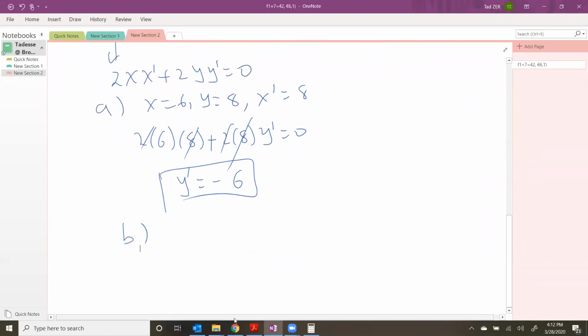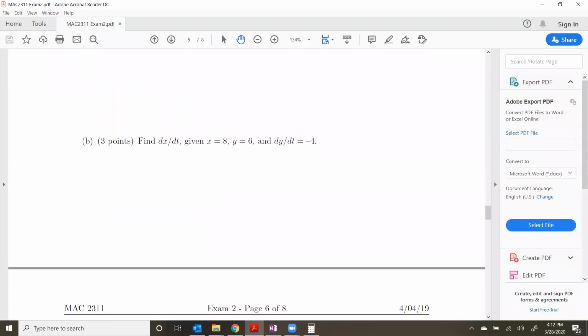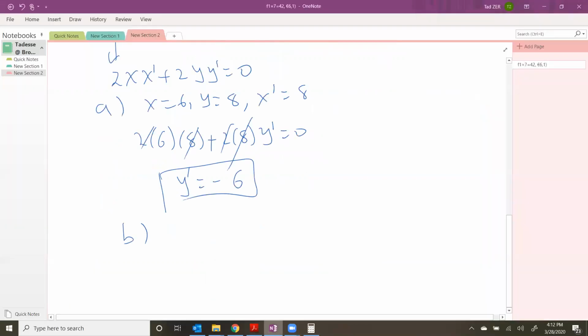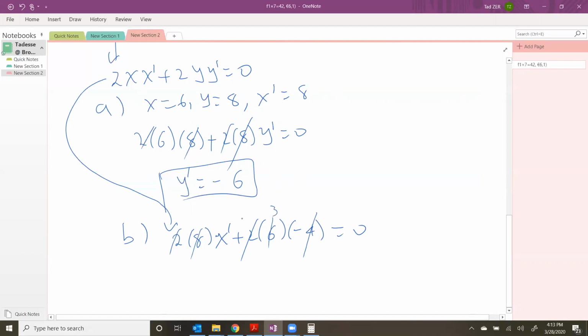And B is the same thing. Here you are given x equal to 8, y equal to 6, y prime equal to negative 4. So we want to find x prime. I don't have to do anything else, just replace with the given information. So it will be 2 times 8 times x prime plus 2 times 6 times y prime, which is negative 4, equal to 0. The 2 cancels out. Dividing by 4 gives 2, and then I have 3. Because it's a minus, it moves to the other side, so x prime equals 3. That's what the final answer is going to be.